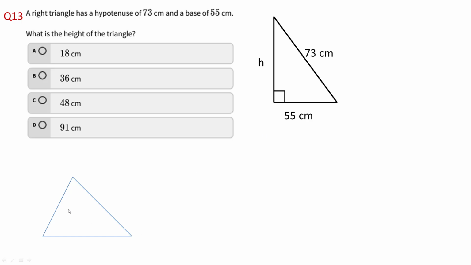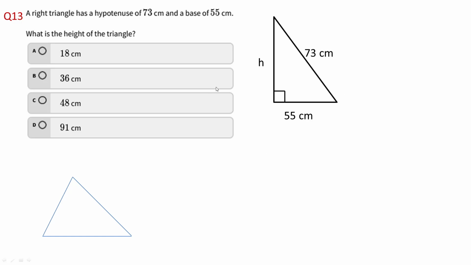Now, I drew this triangle down here just in case you were thinking, why don't we draw it like this? You're told it's a right triangle, so it has to have a right angle. So it's not going to be a scaling kind of shape like this one. So that's why I wouldn't draw it like this. Okay, so this is the kind of triangle.